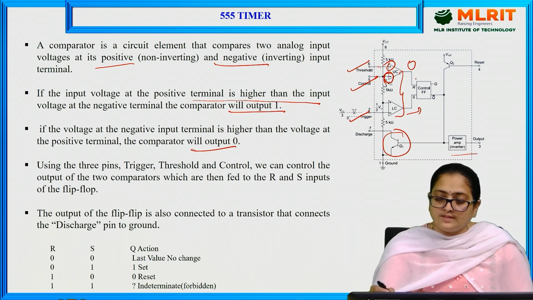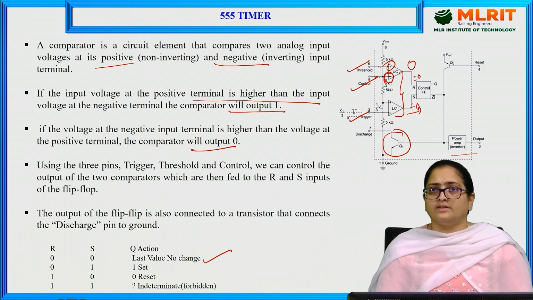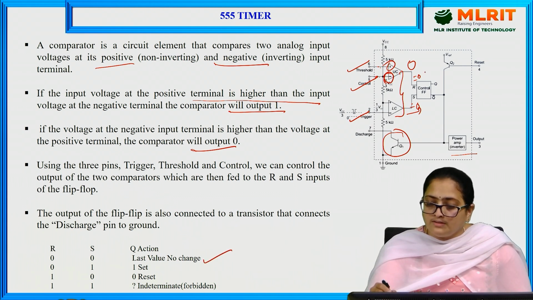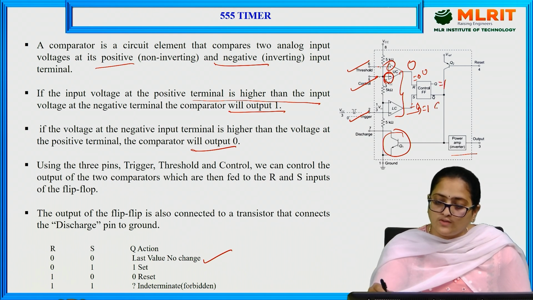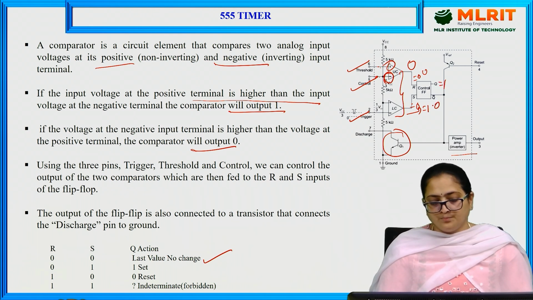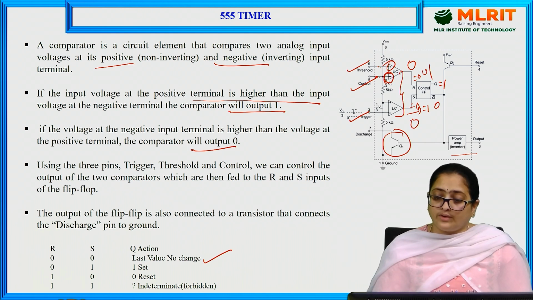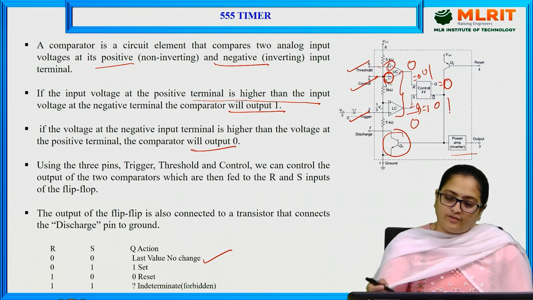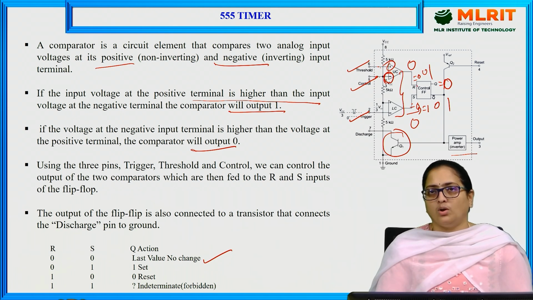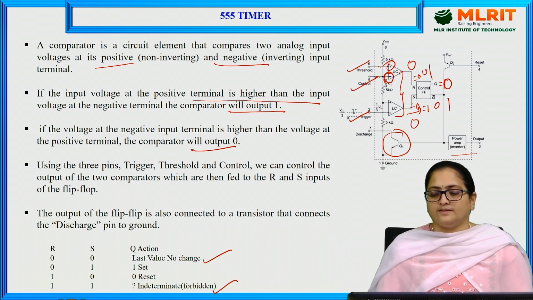If R equals 0 and S equals 0, it remains in the same state, that means no change. If R equals 0 and S equals 1, then it sets, that is Q equals 1, so Q bar will be 0. If R equals 1 and S equals 0, then it resets and produces an output Q as 0, Q bar will be 1. And if both the pins are 1, then obviously it is said to be an indeterminate state.